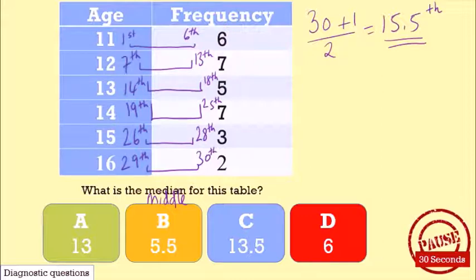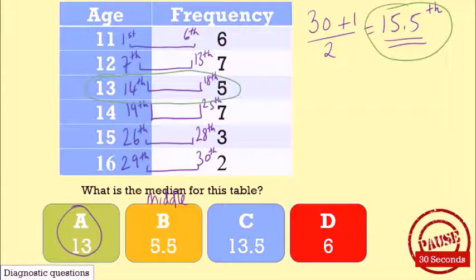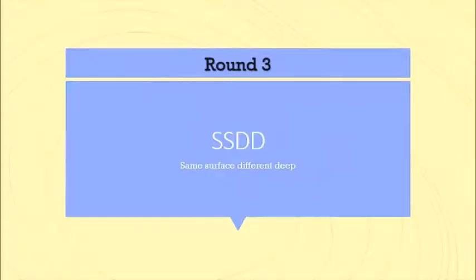So the row that contains the 15.5th number would be this row over here, between the 14th and the 18th number, which means the median is 13. So the age that is the median is age 13 years. Right, so the next three questions are based around the same data set. So we're looking at how we can apply our knowledge of averages to this one particular table. Right, okay, so let's get started.